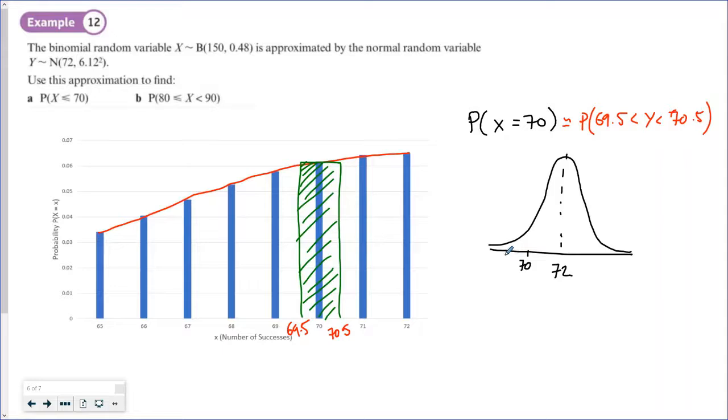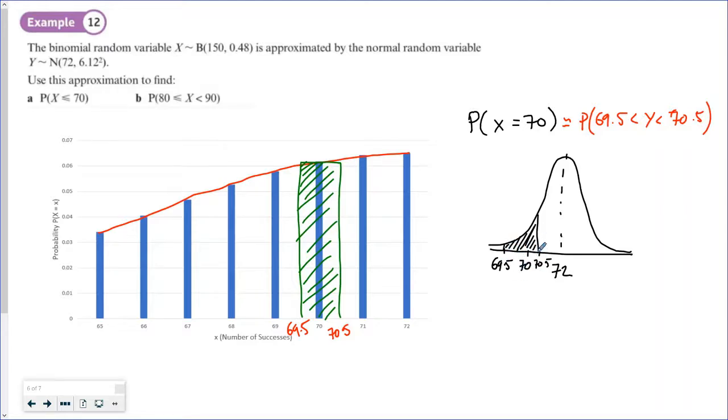And I'm going to go below by 0.5, so 69.5. And I'm going to go above by 0.5. And I know that I'm going to work out this area here between 69.5 and 70.5. And I don't actually worry about the scale. I know obviously the scale's massively off. It's just to help me think about what I'm actually doing.